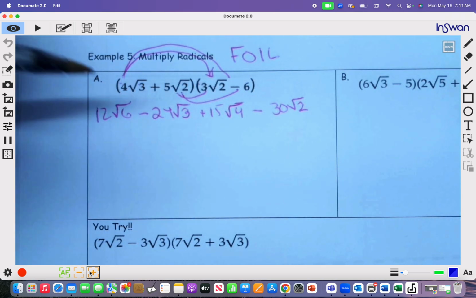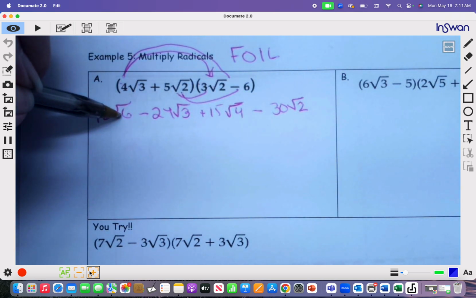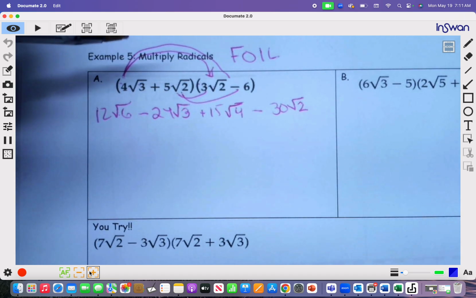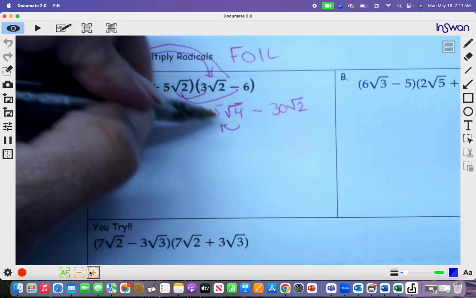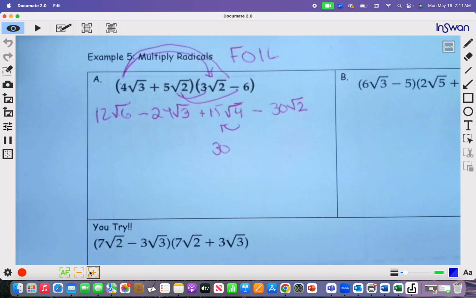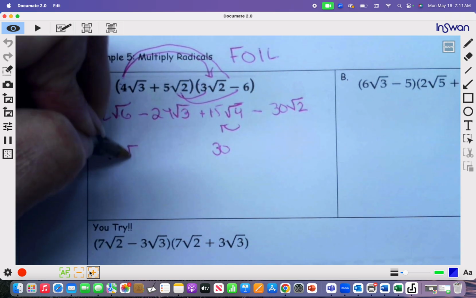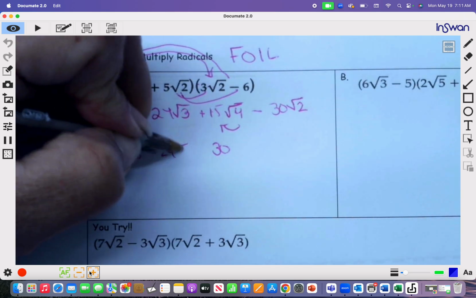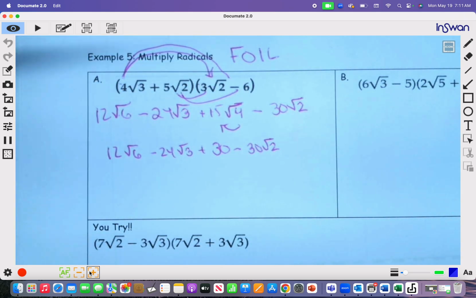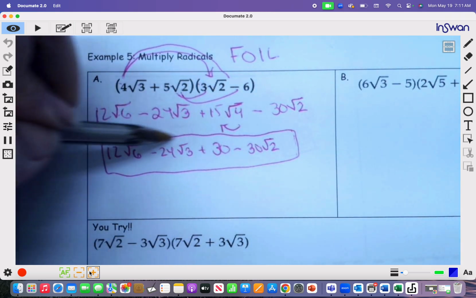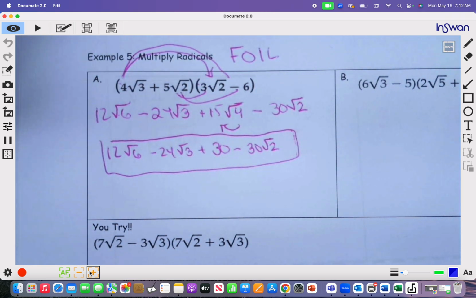Okay, let's do some simplifying. The 6, I cannot change. The 3, I cannot change. This becomes a 2. So that's a 2 times that 15, which gives me 30. So basically I have 12 radical 6 minus 24 radical 3 plus 30 minus 30 radical 2. I do not have any like terms, so that is my final answer.